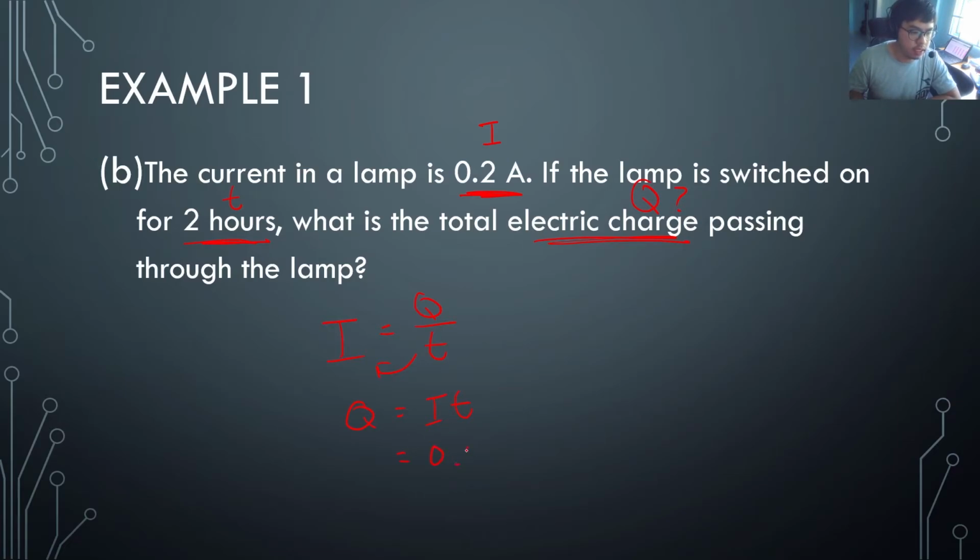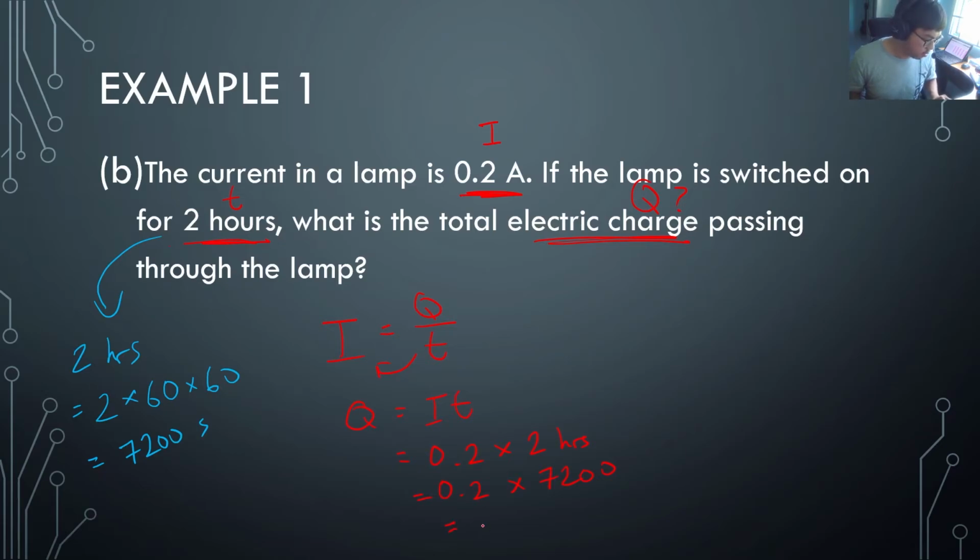I, current, is 0.2. T, time, is 2 hours. But we change the time to seconds. How do you change 2 hours to seconds? 1 hour is 60 minutes and 1 minute is 60 seconds. So it's 2 times 60 times 60, and that is 7,200 seconds. So 0.2 times 7,200 will be equal to 1,440 coulomb, because we are trying to find charge in this case.